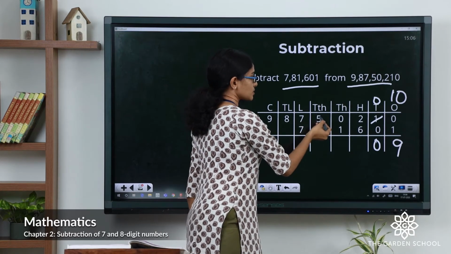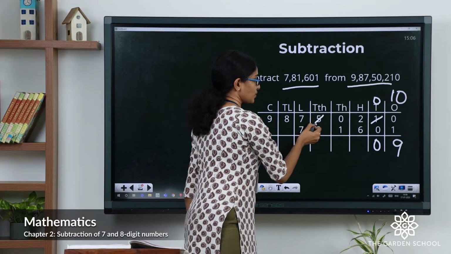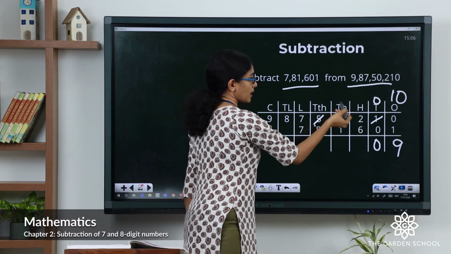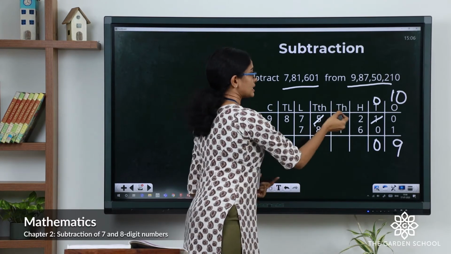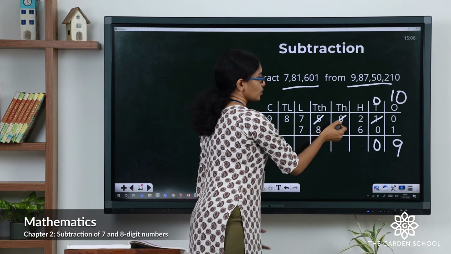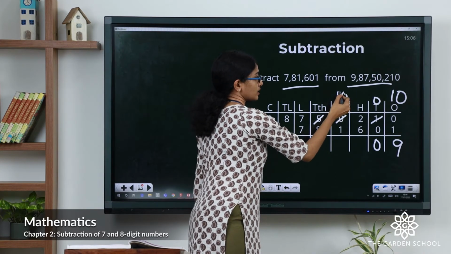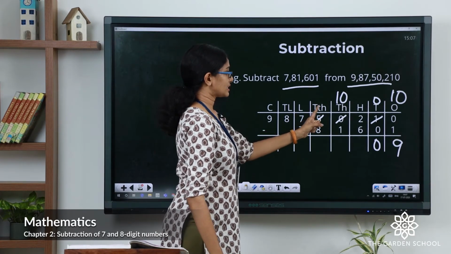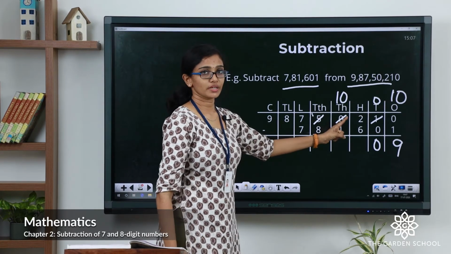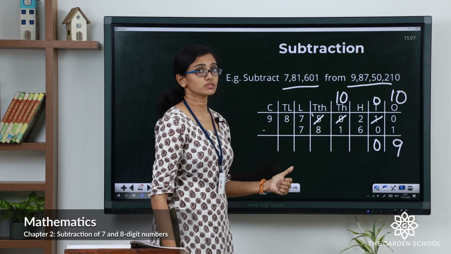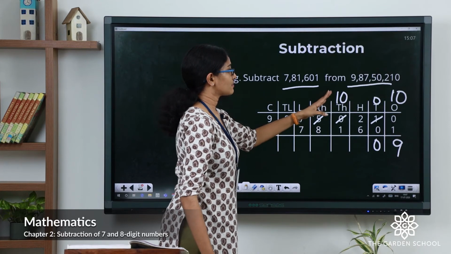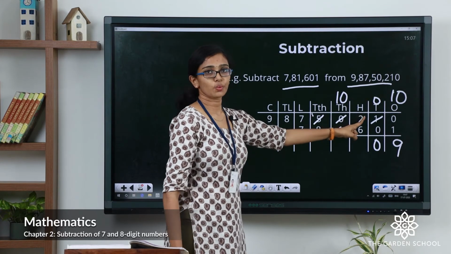So in the 10,000s place you have 5. So from this 5, you gave 1 to the thousands place. So here this 0 first becomes 10. We borrowed 1 ten-thousand from the 10,000s place and gave it to the thousands place. So 1 ten-thousand is how many thousands? It is 10 thousands.